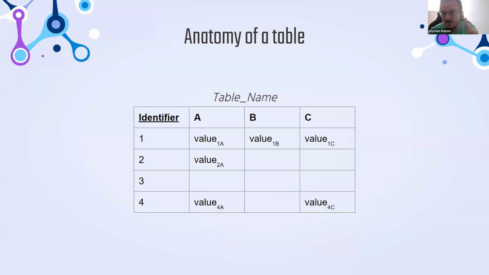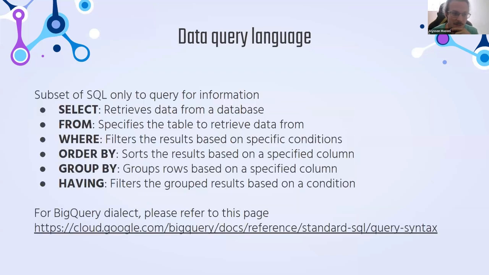And you have an identifier for the row, which in our case would be an integer number, and you have a table name. And tables will be organized here in sets of tables, namely data sets. And these are the most important commands, and I advise you, after some exercises, to memorize them, because this is the subset of the language defined to query for information, to collect information from a table.